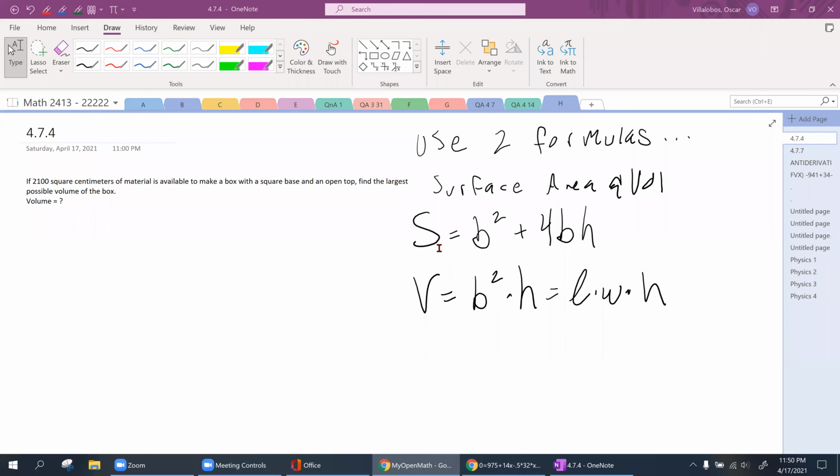Hello class, welcome back. Today we're going to continue homework H. In this homework, we're going to be dealing with section 4.7, applied optimization problems, and section 4.10, antiderivatives, all right?